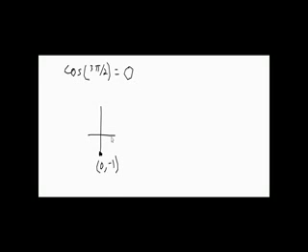Last one, cosine 3 pi over 2. Well, cosine is the x value. 3 pi over 2 is down here. The coordinates there are just 0, negative 1. The x value is 0. There you go. You're done.